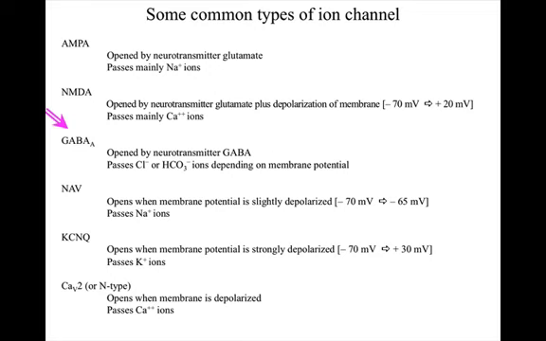The GABA channel is the primary inhibitory channel, and the NaV and the KCNQ channels are critical to the propagation of action potentials along axons. And the CaV2 channel is critical for translating between an incoming action potential and the release of neurotransmitter. But there are lots of other ion channels, each with its own important function.